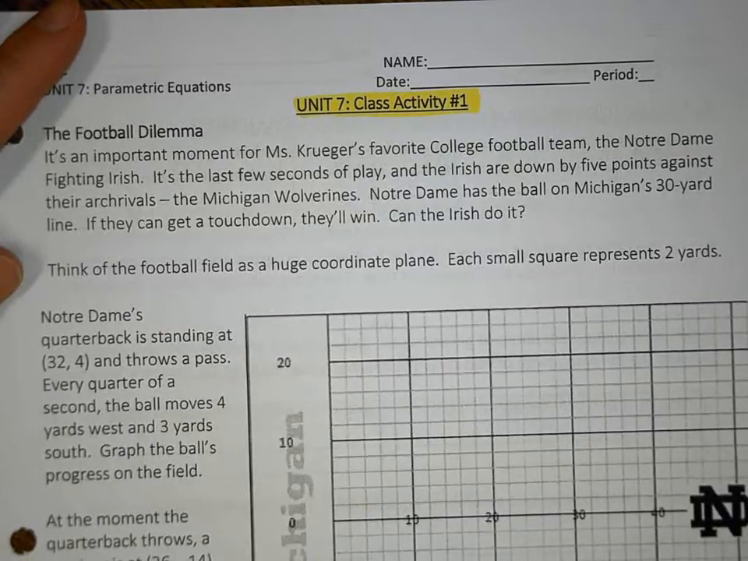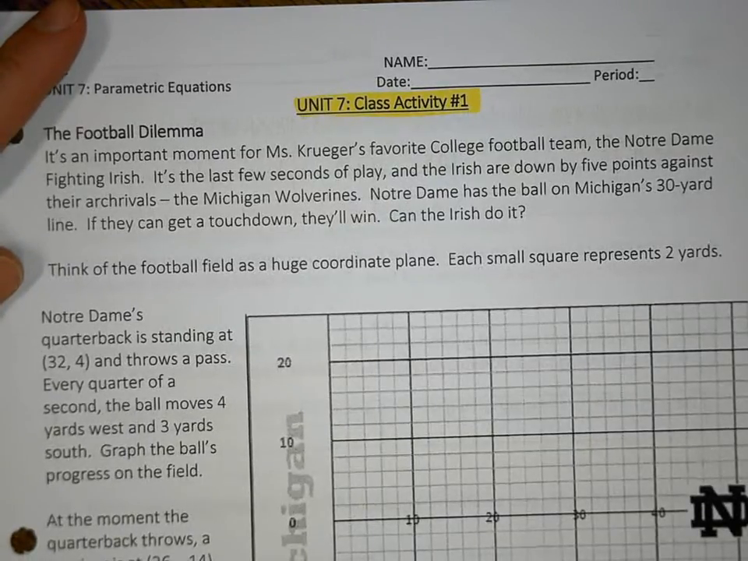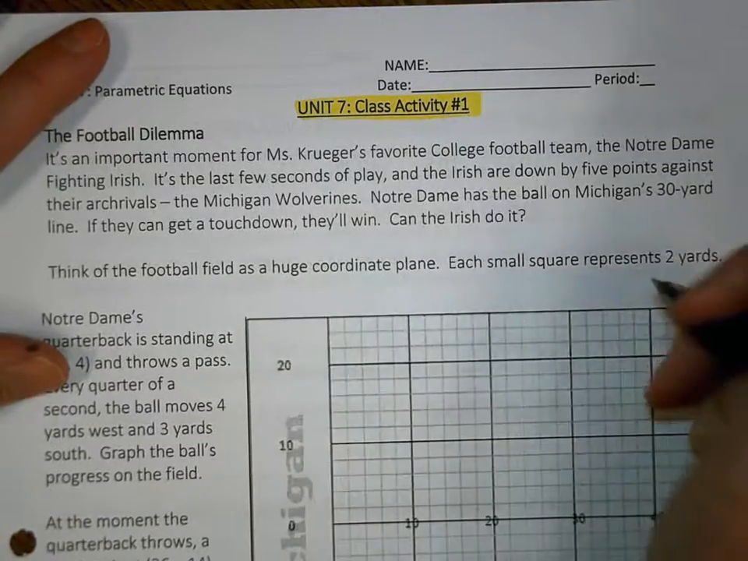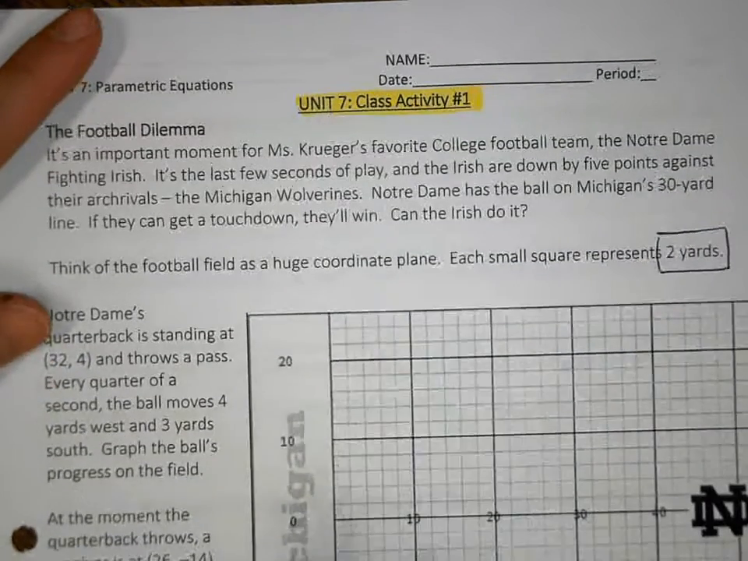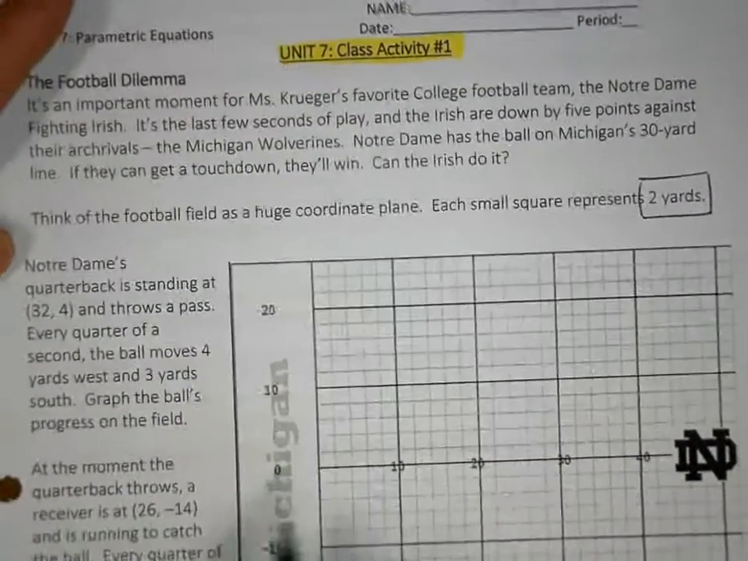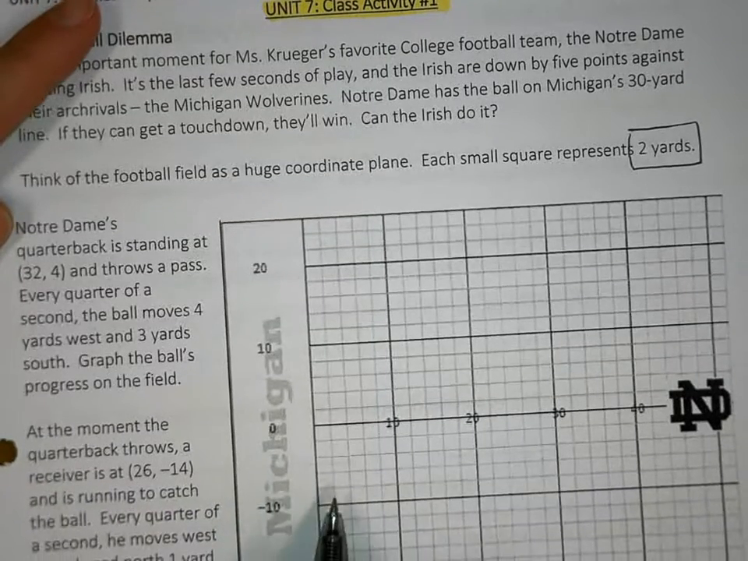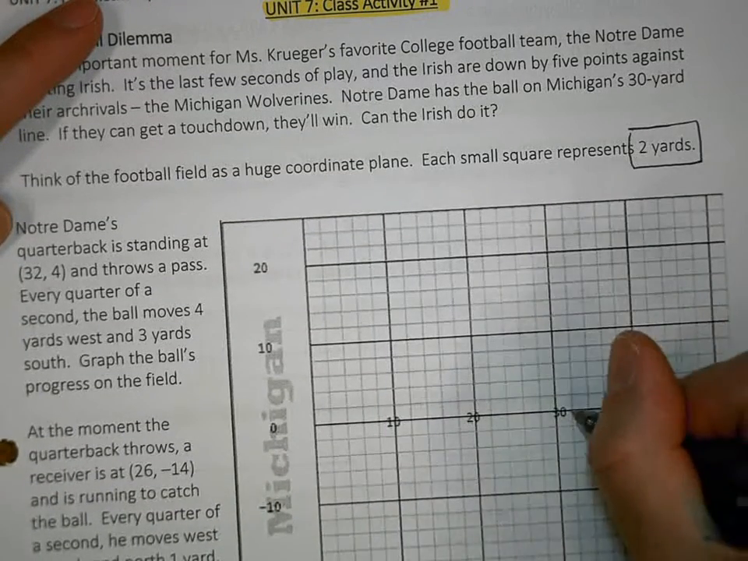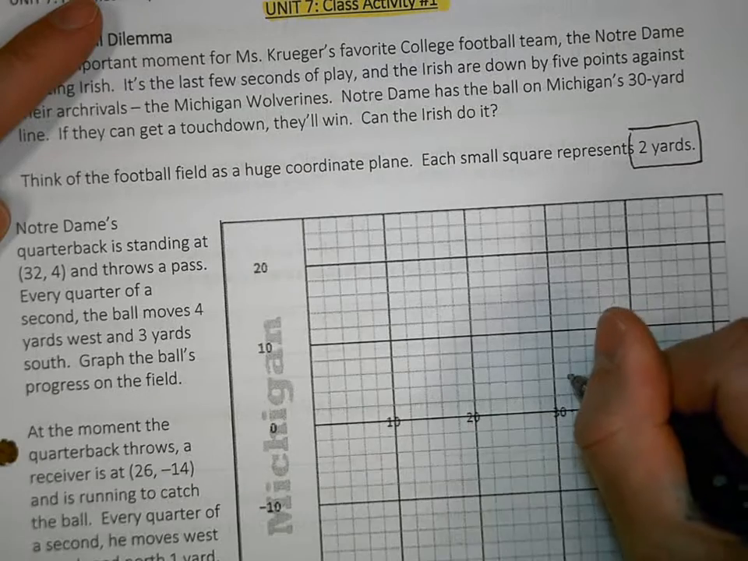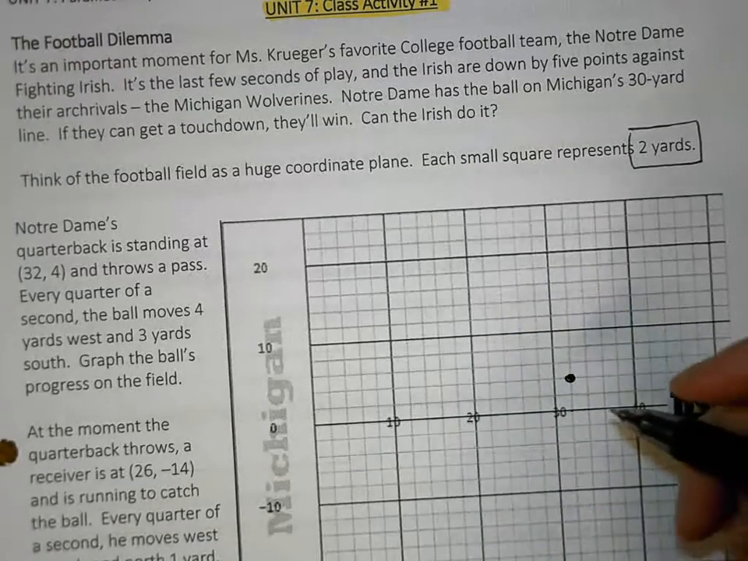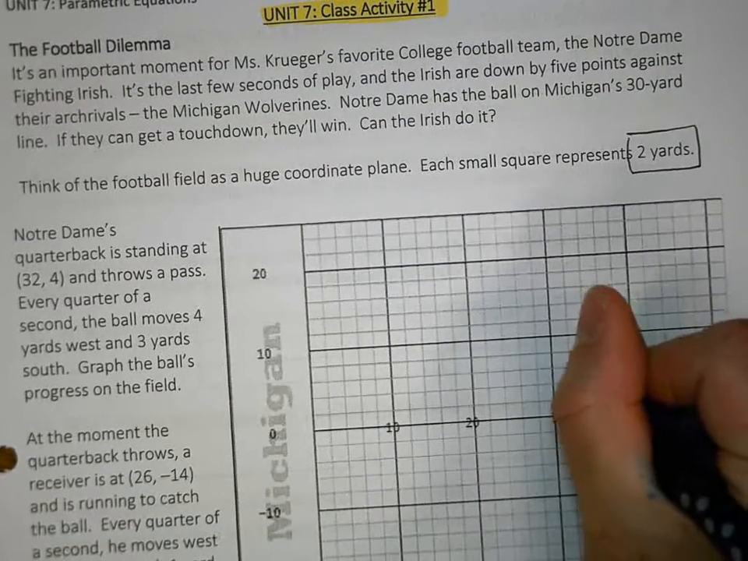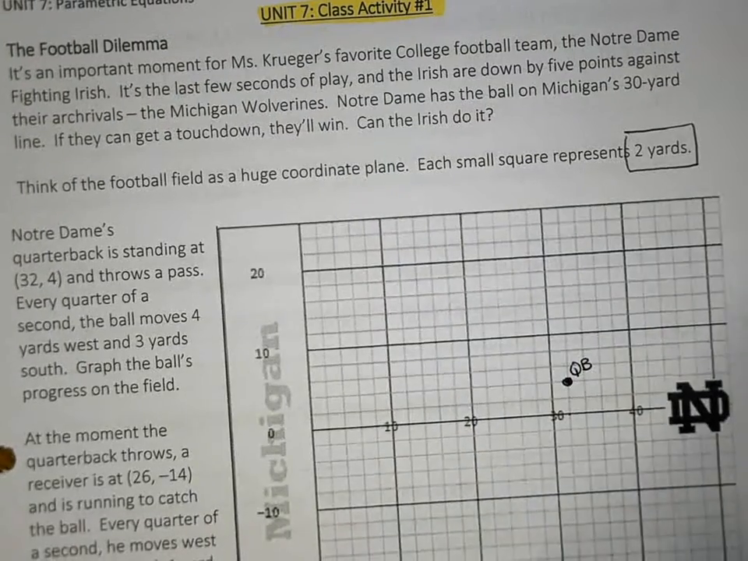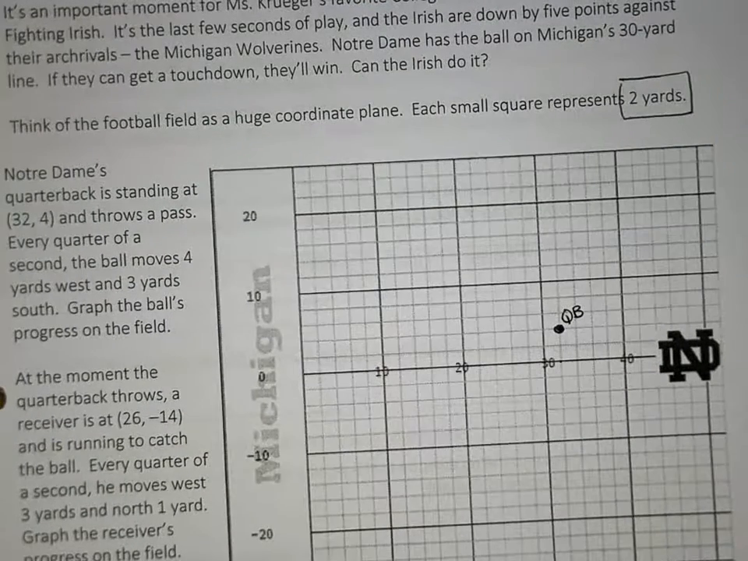Think of the football field's huge coordinate plane. Each small square represents 2 yards. That's important information. Notre Dame's quarterback is standing at (32, 4). So we're going to have to plot (32, 4). So this is the quarterback for Notre Dame, and he throws a pass.